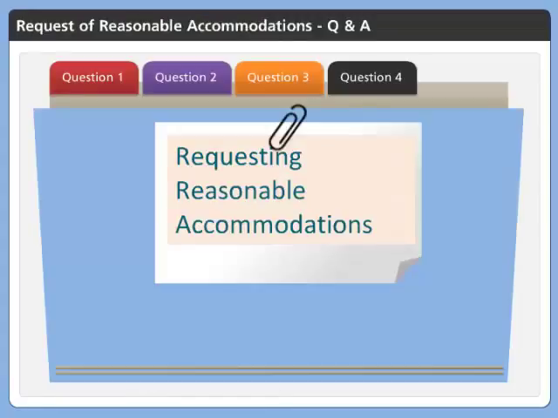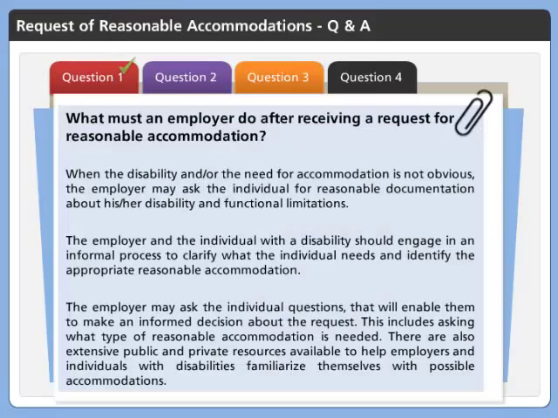Requesting reasonable accommodations. What must an employer do after receiving a request for reasonable accommodation? When the disability and/or the need for accommodation is not obvious, the employer may ask the individual for reasonable documentation about his or her disability and functional limitations.